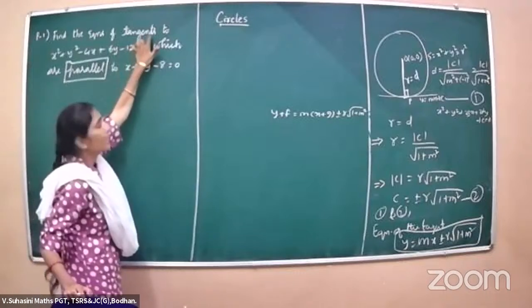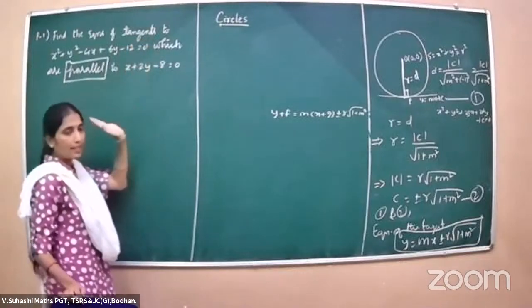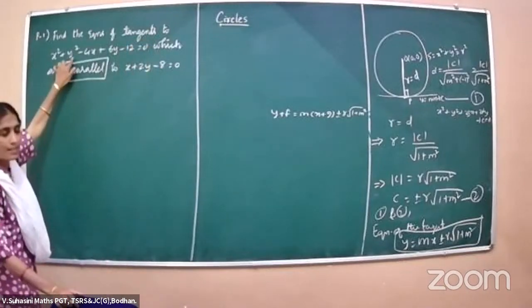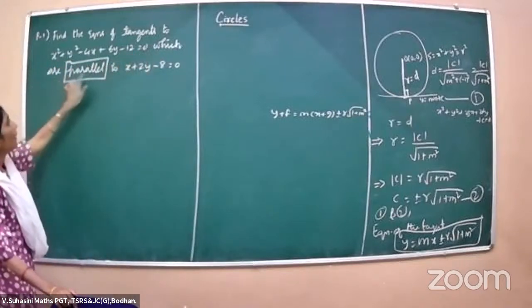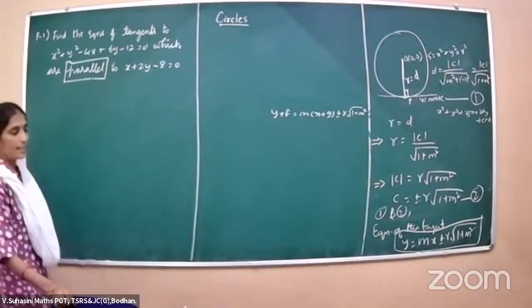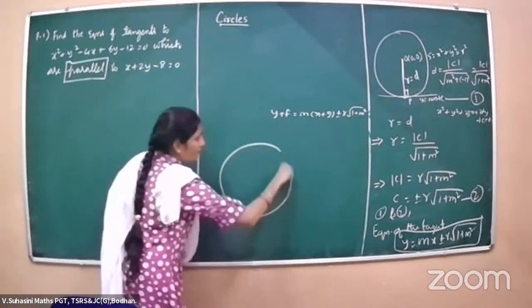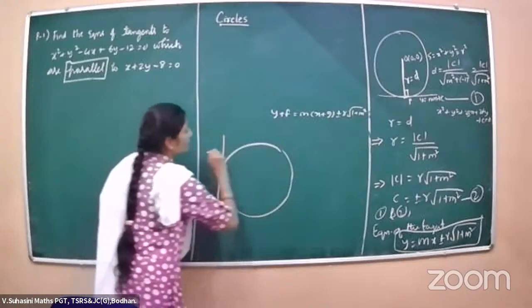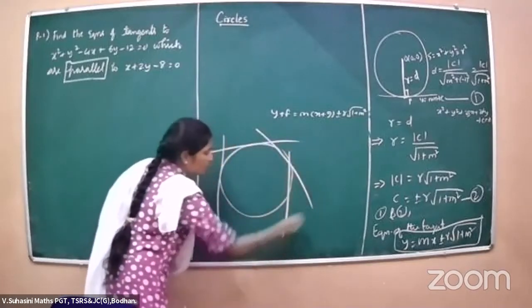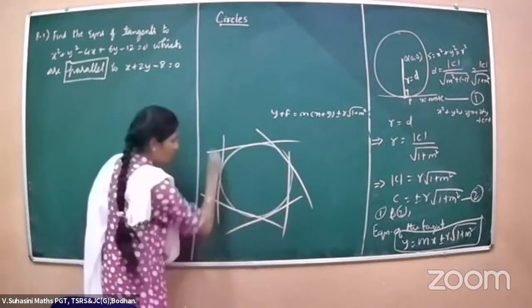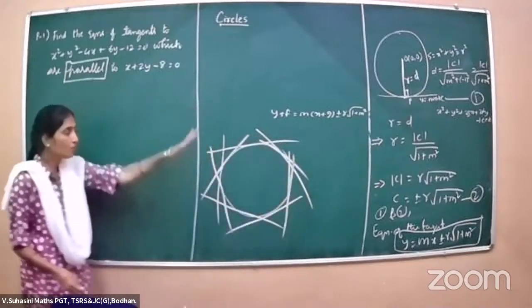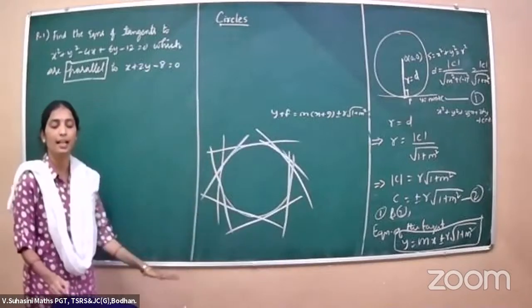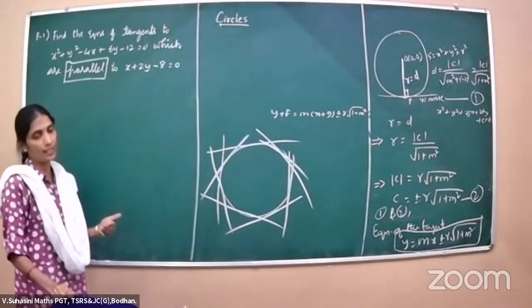Find the equations of the tangent. Okay, it is something related to the tangent. Tangent to which curve? To the circle. Which are the tangents which are parallel to x plus 2y minus 8 is equal to 0? We have a circle. We have so many tangents to the circle. Which tangent we need to find out? See, these are the infinite tangents we have to the circle. So out of these many tangents to the circle, which tangent equation we need to find out?